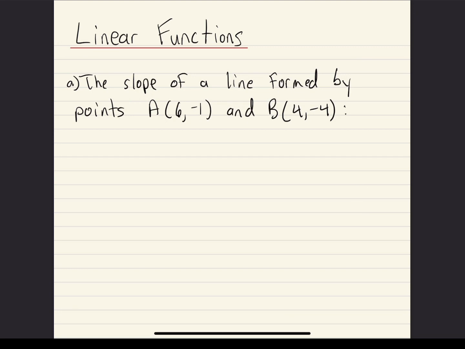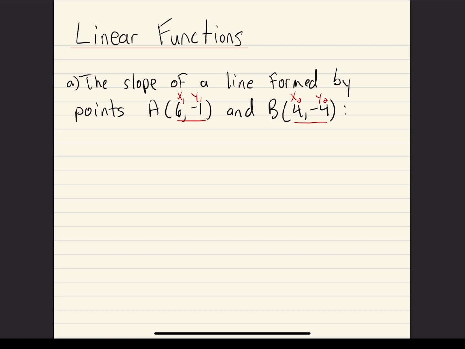So let's say we're given a set of points, A and B, and we want to know what the slope of the line is. So the slope of a line formed by points A at 6 and -1 and B at 4 and -4 is. So we're going to label this as x1, y1, x2, y2. And because graphs are read from left to right, we're going to assume that that is the order that they've given us in.